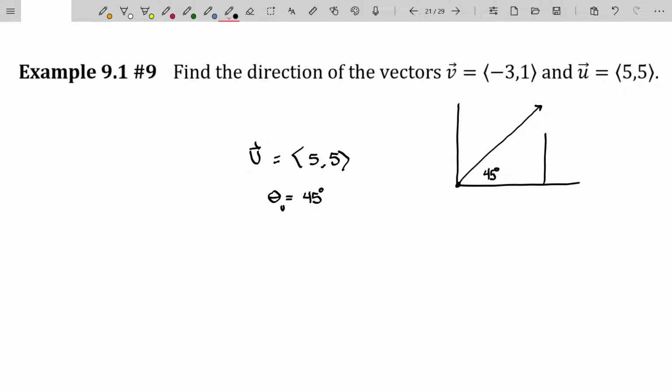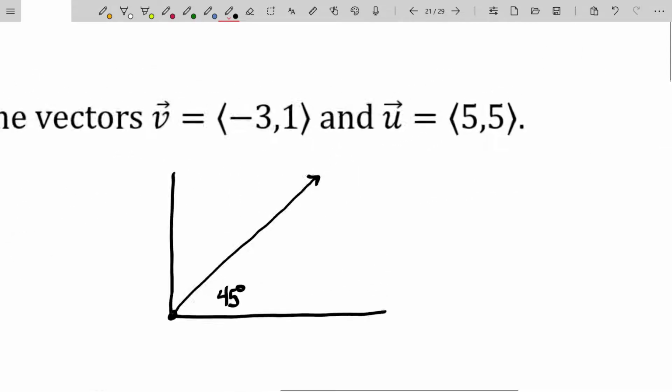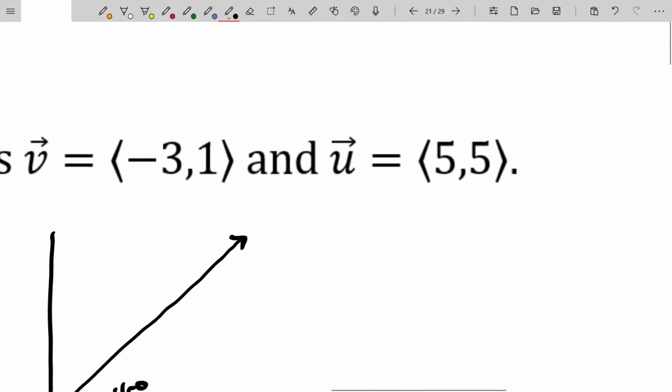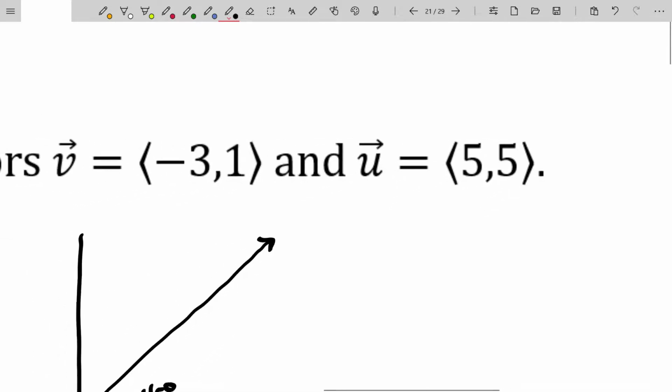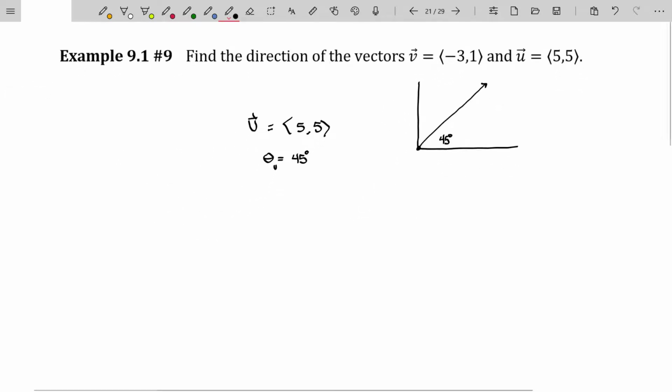You could also answer in radians. With vectors, though, you're likely going to use degrees more than radians because vectors are going to be used in physics and in engineering. So my guess is, for the most part, you're going to be working with degrees. But what if the vector is not as simple as 5, 5, but instead is some weird vector like -3, 1? Well, still not too bad.